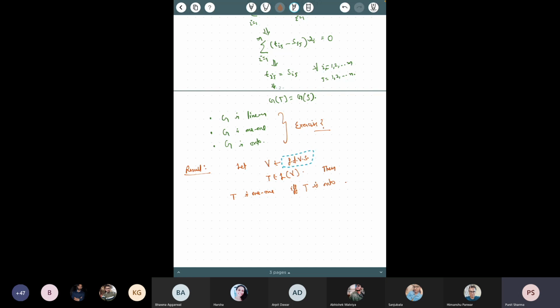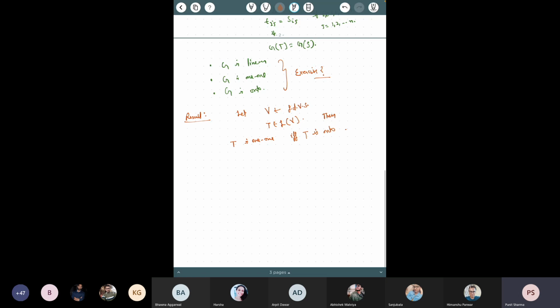But before that, let me ask you this. You know what an invertible function is? First you tell me what an invertible function is. A function which is one-one and onto, that you call an invertible function. Is there any other way?